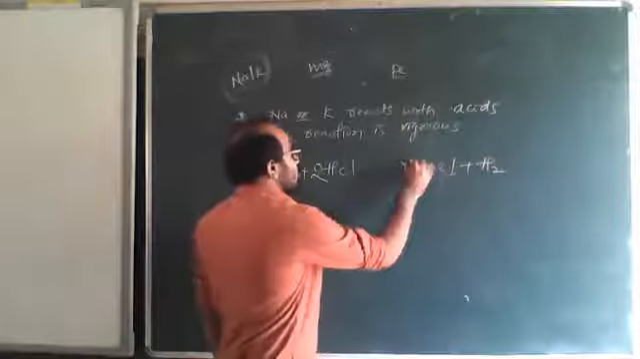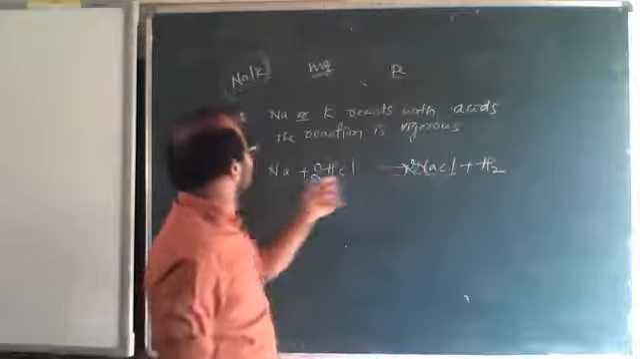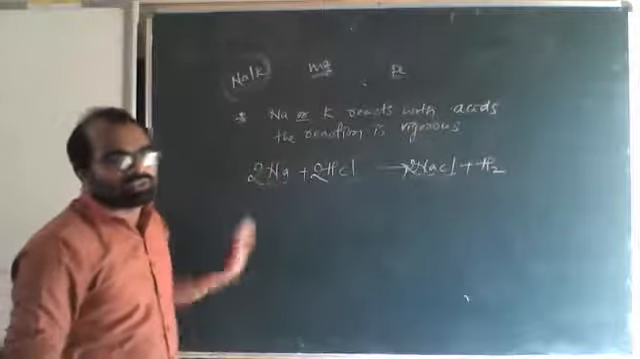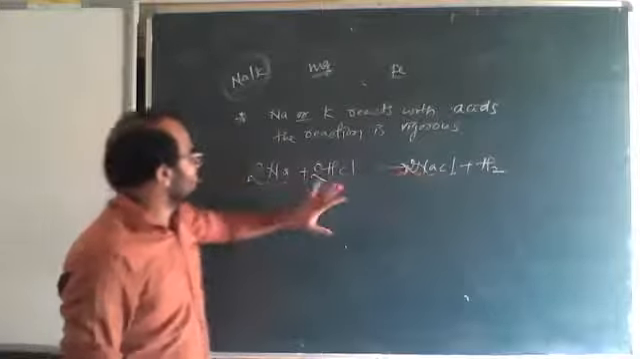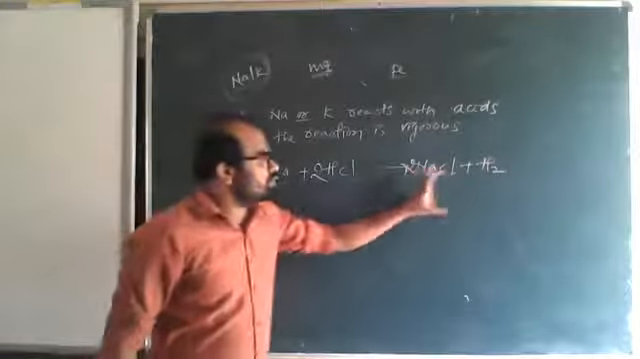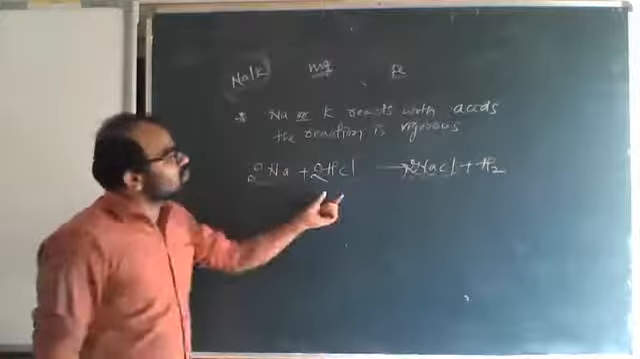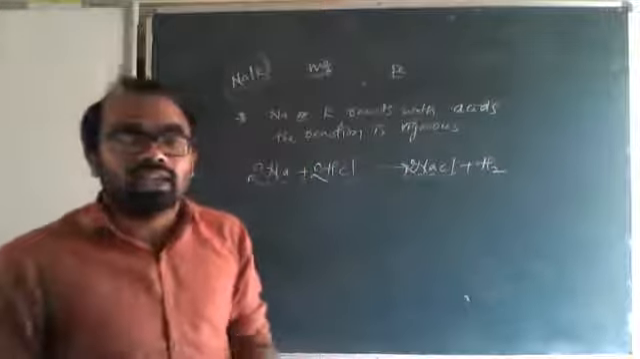So I have to write 2 again here. Now 2 Na, but Na is only one, so I have to write 2 here. Now I think it is perfect: 2Na, 2Na, 2H, 2H, 2Cl, 2Cl. So now it is balanced. 2Na plus 2HCl will give me 2NaCl plus H2.